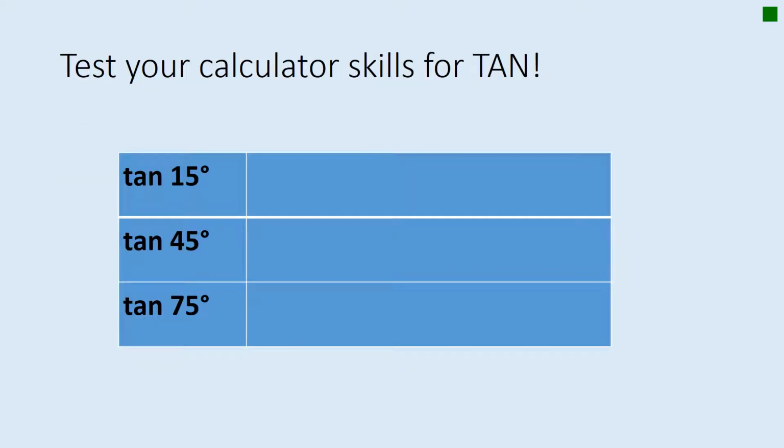Okay, now we're going to test your calculator skills again for tan. So try tan 15, 45, and 75. See what you get and just double check on the next slide. So you should have these numbers for your tan. If you didn't, you're probably in the wrong setting. So just ask me if you didn't, okay?